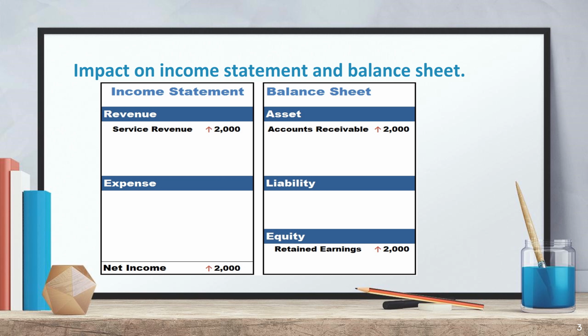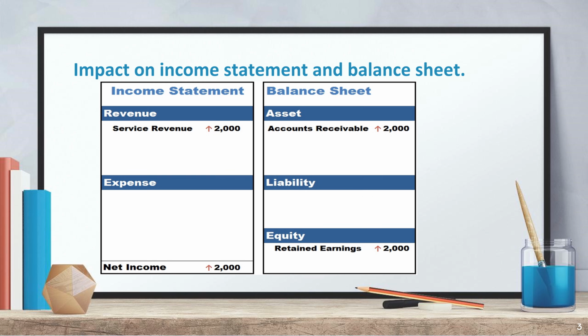On the balance sheet, under the assets category, the accounts receivable account is increased by $2,000. This represents the amount owed to the company by the customer. Under the equity category, retained earnings also increases by $2,000 due to revenue earned from providing services.